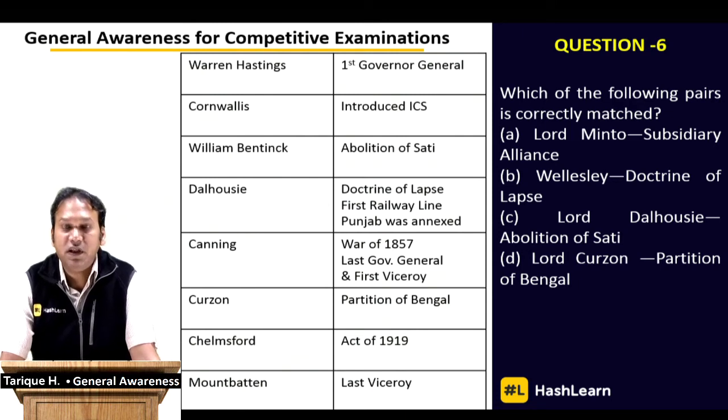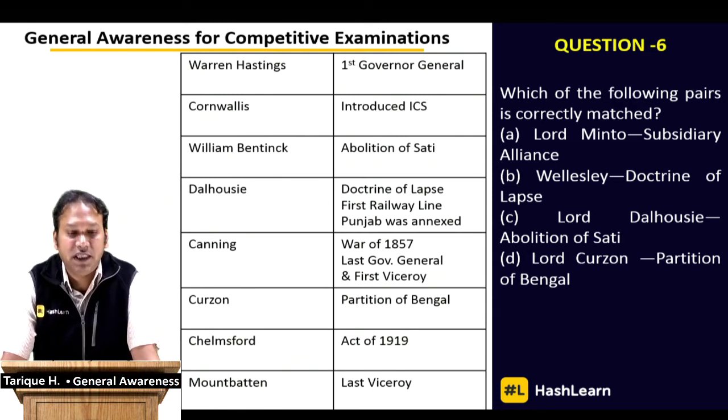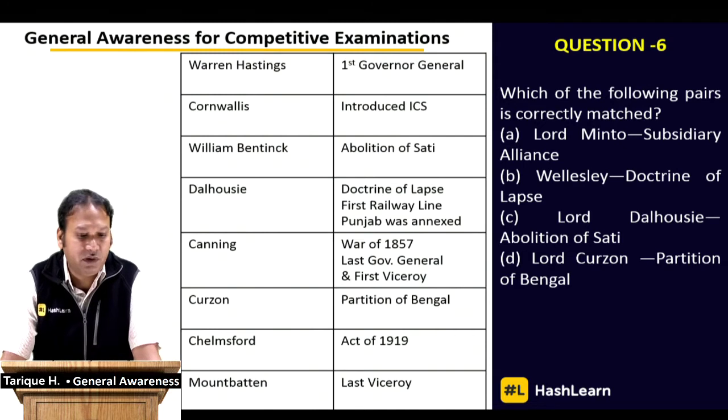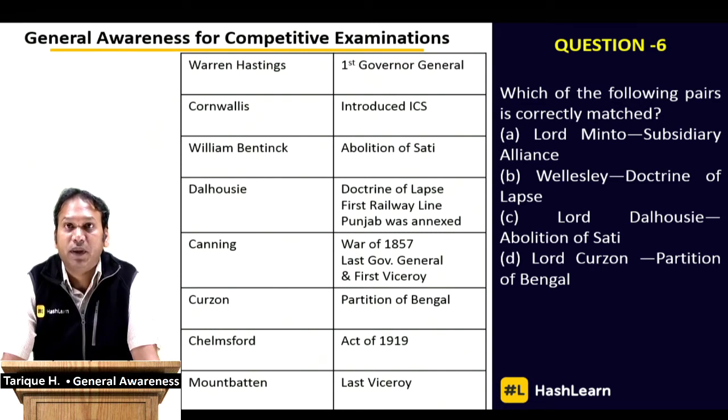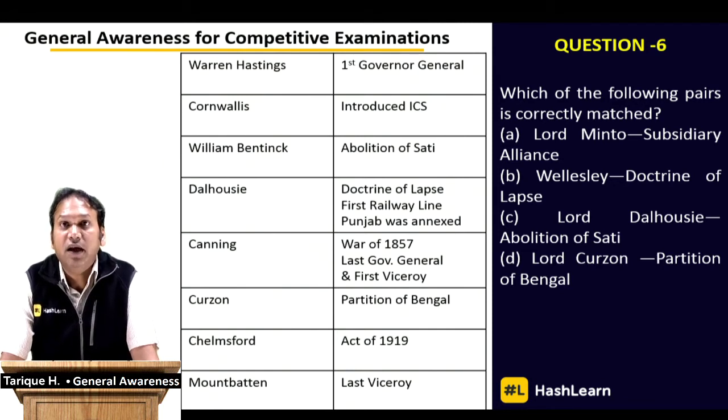Starting with the first one, the first person I've taken is Warren Hastings. I'm not using the word Lord with any of them, because right now they're not our lords. So let's write down: Warren Hastings was the first Governor General of India. That's why I've written his name here. It's noteworthy that he was the first Governor General of India.